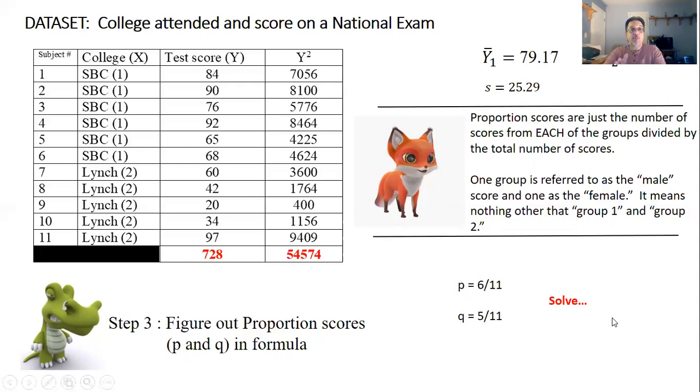If we have an equal number, let's say there were 12 participants, 6 from Lynchburg, 6 from Sweetbriar, then both P and Q would be equal to 0.5. Half of them come from one group, half of them come from the other group. In this case, we have an odd number of scores. Proportion is number of people who fall into one group out of the total number of scores, and then how many fall into the second group out of the total number of scores. Okay, go ahead and solve for P and Q, pause, and then come back, and we will then plug all of this into our point biserial formula.